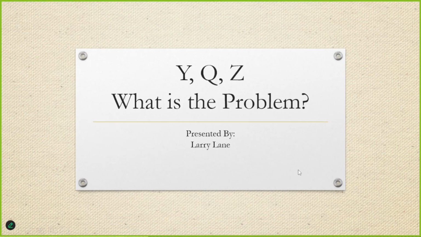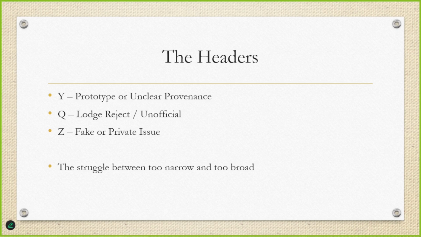Y, Q, and Z, what is the problem? First, let's just look at kind of the headers. Headers are not shown on OA images, so they just say Y, they just say Q, Z and so on. And we'll look at how they're shown on OA insignia in a little bit. But on PatchVault, this is how they're shown. Each letter is shown with a header, and this is how they're described. Y is a prototype or unclear provenance. Q is a lodge reject / unofficial. And Z is a fake or private issue.